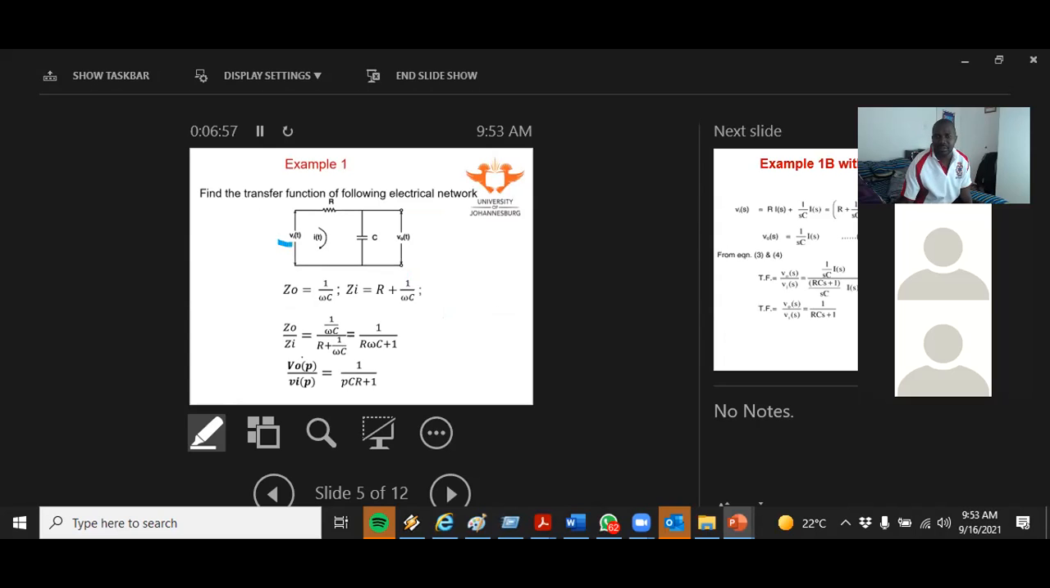Now we've got an example to clarify that. We've got V in and V out. The gain of this, the transfer of this, is V out over V in. Now, I want you to forget about Laplace. We think about the impedance. Remember, V out over V in, you've done that in electronics somewhere.